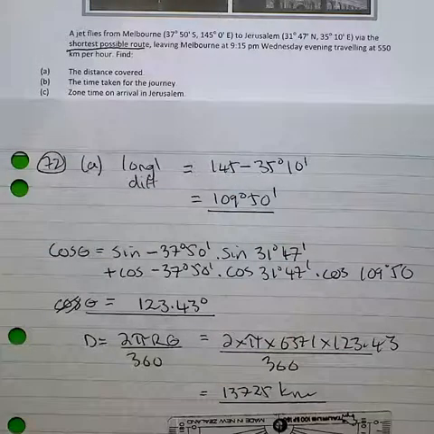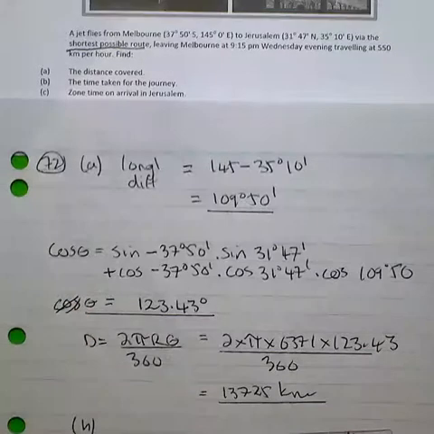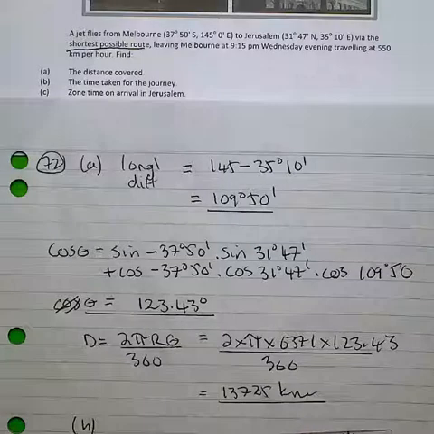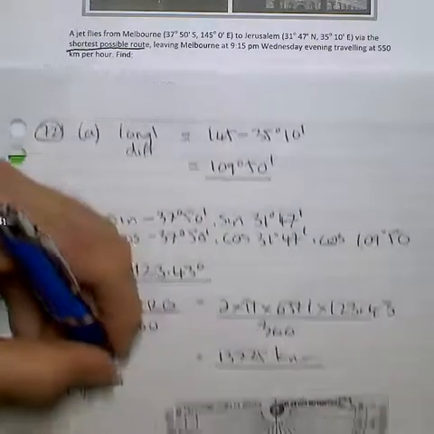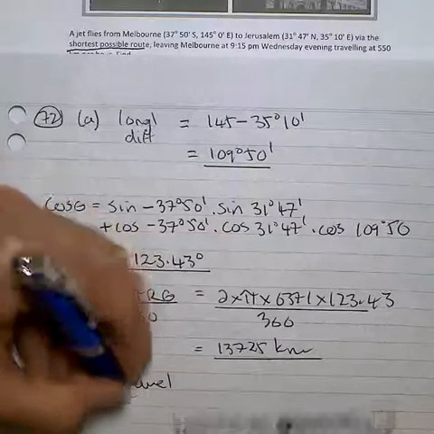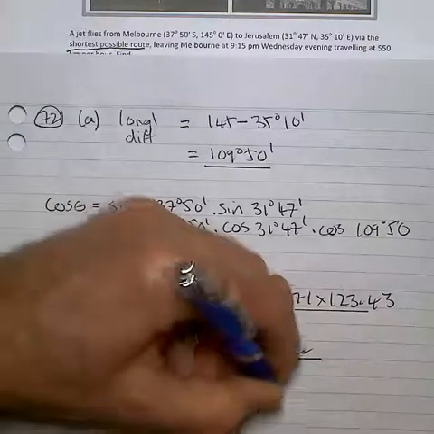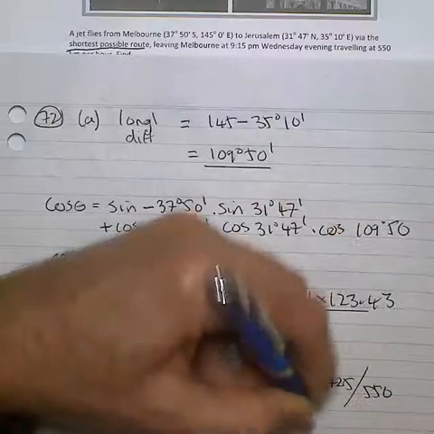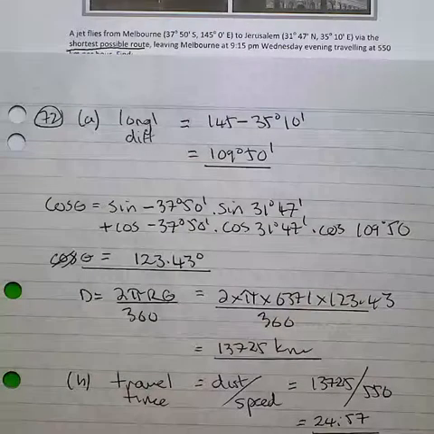So 13,725 kilometres. Now to find the time for the journey, the plane travels at 550. You'll notice some of the speeds in this book are a little bit on the slow side. We normally find probably 700 or so. That might accommodate a stopover perhaps. So 24 hours and 57 minutes.